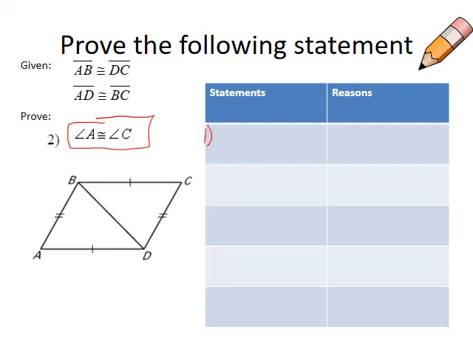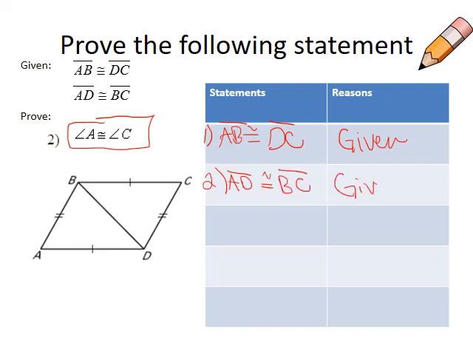So let's get my given statements written down. Line segment AB is congruent to line segment DC. That was given to me. And then I was also given that line segment AD is congruent to line segment BC. And luckily, they're already marked on the image for me, so I don't need to make little slash marks on those line segments.